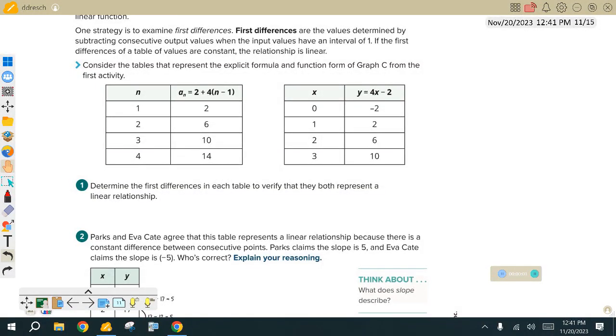is that slope. How you're moving from one term to the next. So let's get going here.